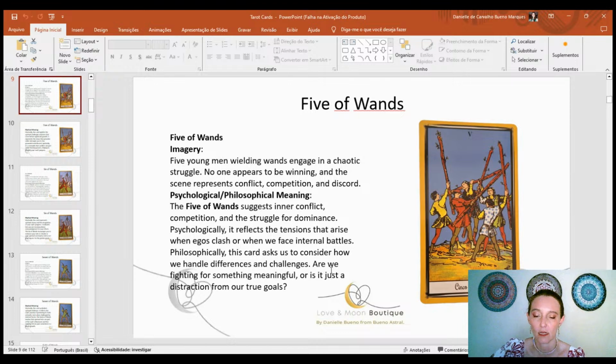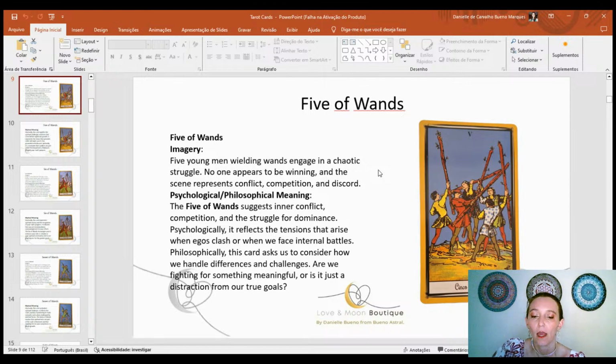Okay, yes. The imagery. The Five of Wands has five young men wielding wands engaging in a chaotic struggle. No one appears to be winning, and the scene represents conflict, competition, and discord. Now, both philosophical and psychological meaning. The Five of Wands suggests inner conflict, competition, and the struggle for dominance.